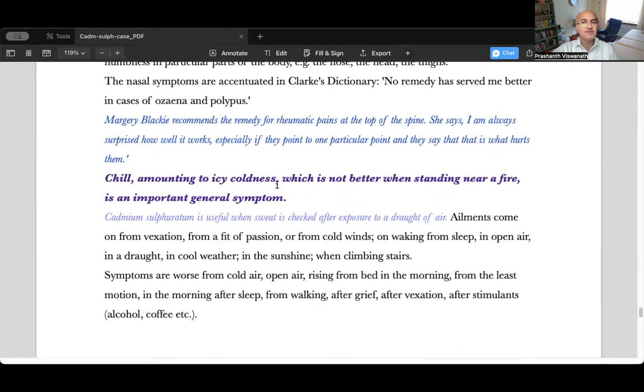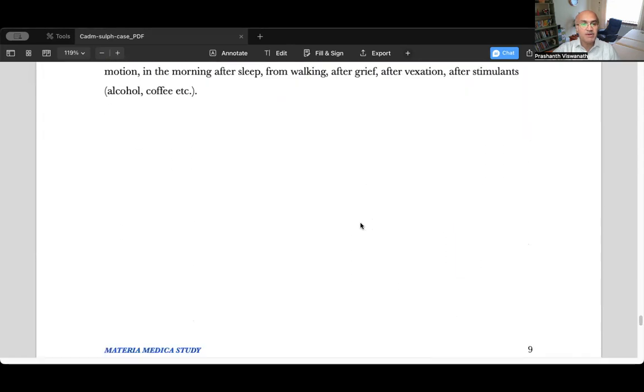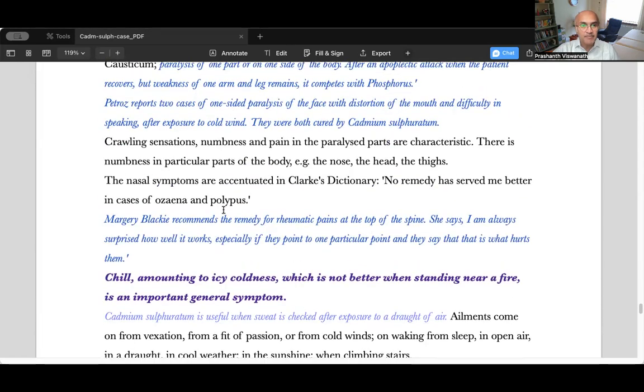Now, you see, the numbness is also there, and there is one particular symptom for which Marguerite Blackie recommends the remedy. She recommends it for rheumatic pains at the top of the spine. She says, I'm always surprised how well it works, especially if they point to one particular part and say that it is what hurts them. Now, again, if you look at it, why is it that a single part in the spine is hurting? Because of lack of blood flow, because of a certain lack of vitality or vital energy in that part. The blood is not flowing, you see. Something similar to camphor, but here it happens in isolated parts.